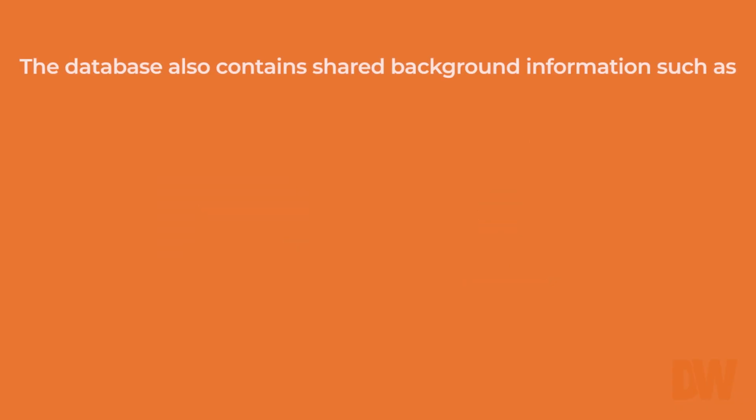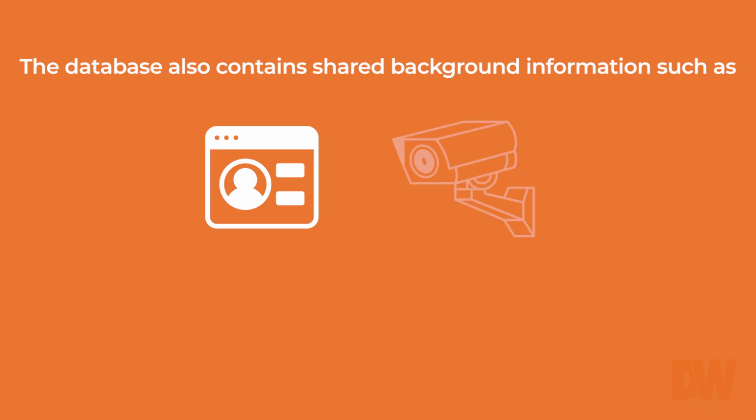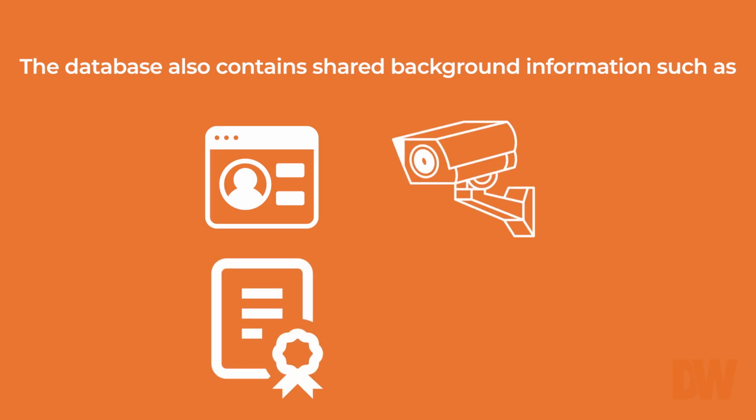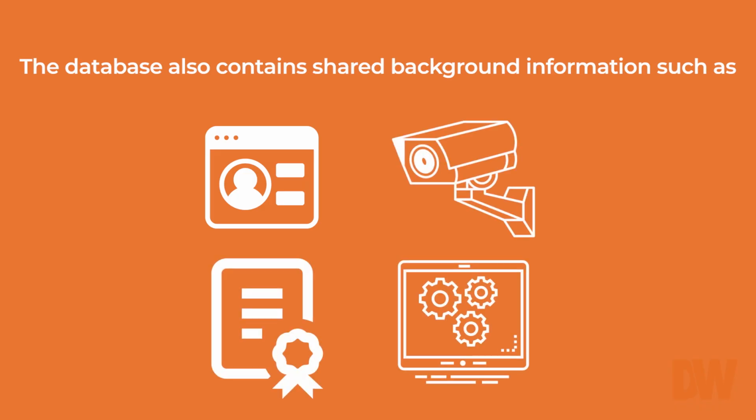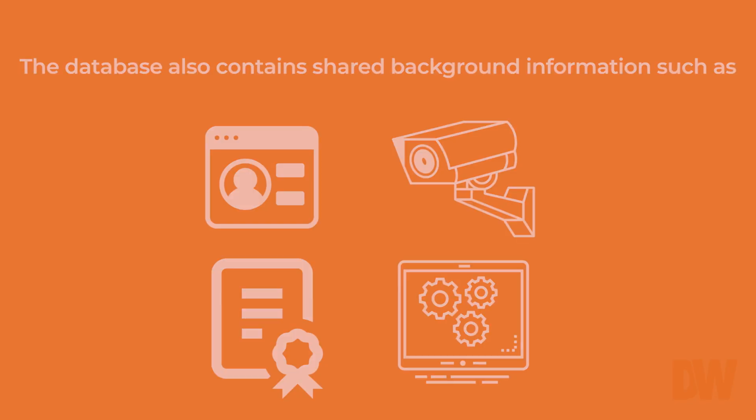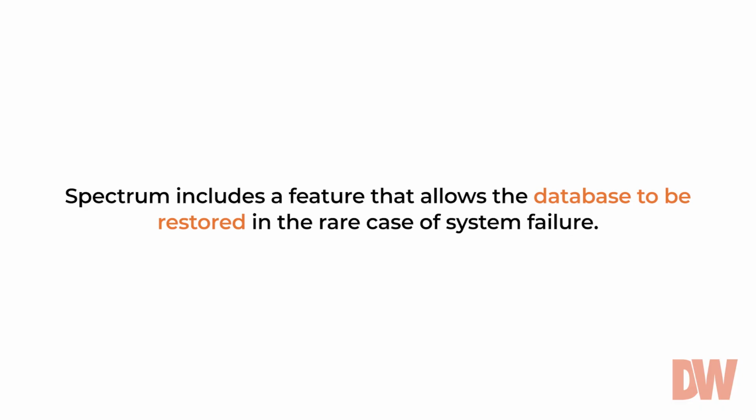This database contains the archive index, which maps the relationship between archive file names and the physical location of the archive files for viewing across the system. And perhaps even more importantly, the database also contains shared background information, such as user profiles, camera information, licenses, and other system settings between servers in a merged system. As the system database is an essential component for all servers, merged or otherwise, Spectrum includes a feature that allows the database to be restored in the rare case of system failure.